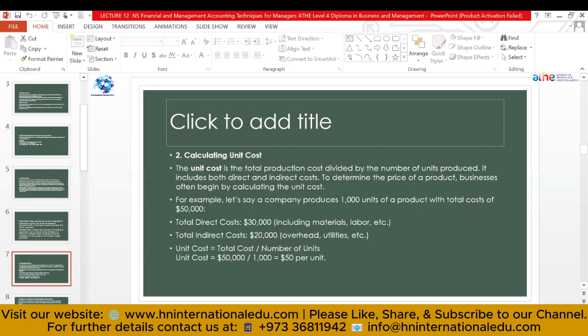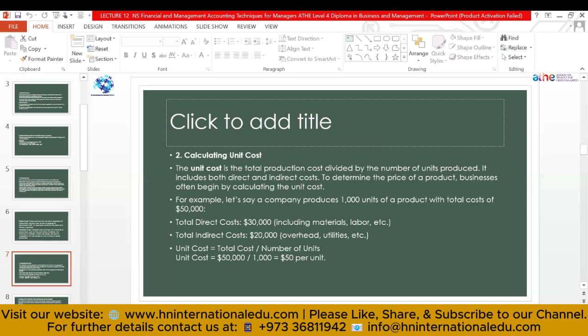Now, number 2 was calculating the unit cost. What is a unit cost? This is the total production cost divided by the number of units produced. First of all, what is production? The goods and commodities we are producing in the warehouse and the factories, they are known as the production of the goods and commodities. And then we divide it by the units produced. Let's say 50, 100, and so on. That is how you calculate the unit cost. It includes both direct and indirect costs. So you amalgamate both of the costs first, and then you add that in the production cost.